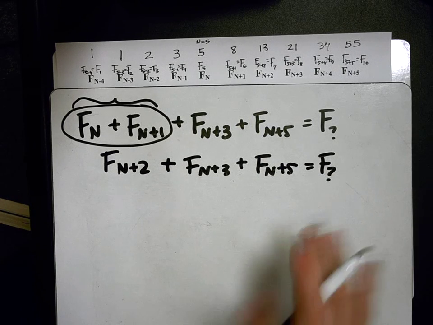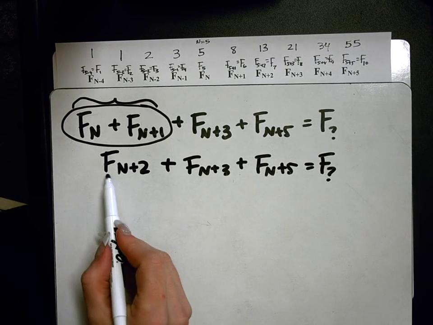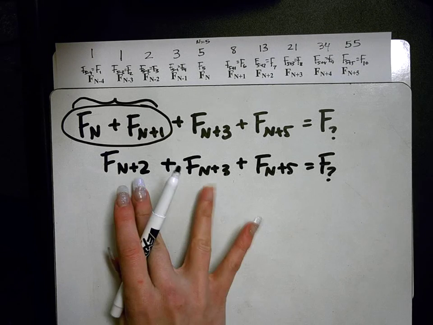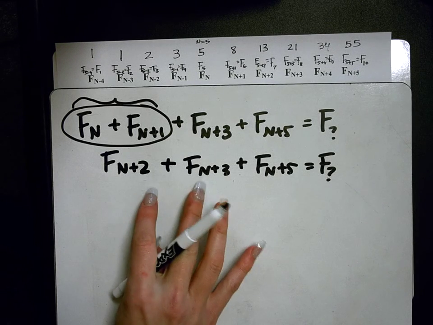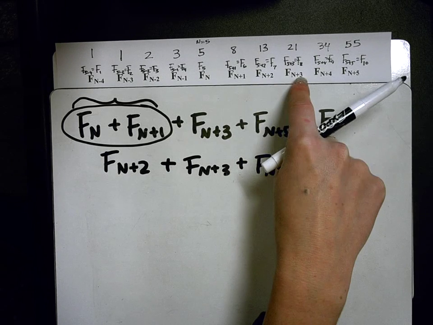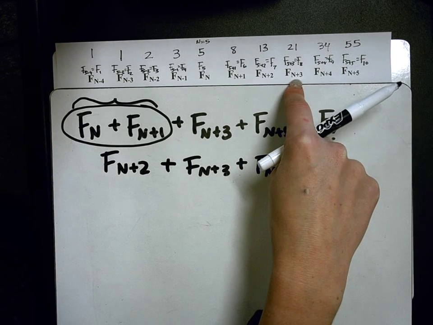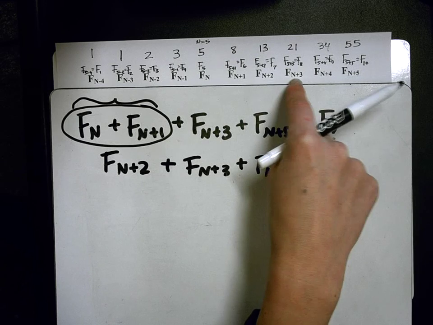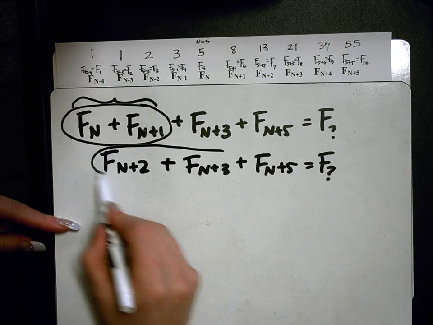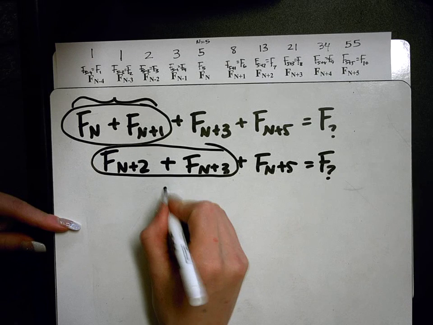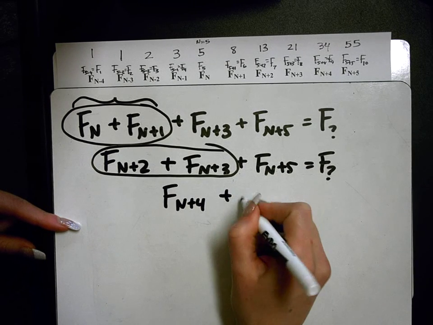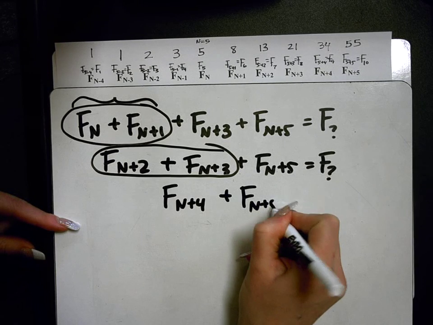And now I'm here. Now what do I see? I see f sub n plus 2 plus f sub n plus 3. It's kind of like a puzzle. What do those two equal? If I add f sub n plus 2 to f sub n plus 3, I get f sub n plus 4. So now, when I add those together, they become f sub n plus 4 plus f sub n plus 5.